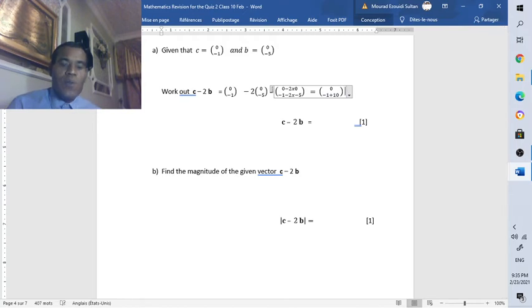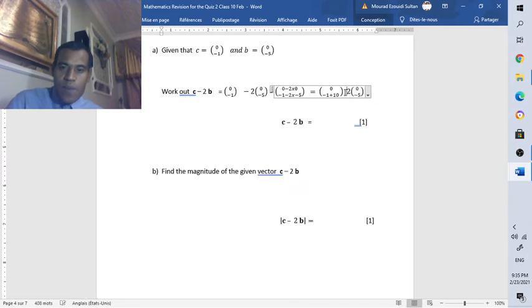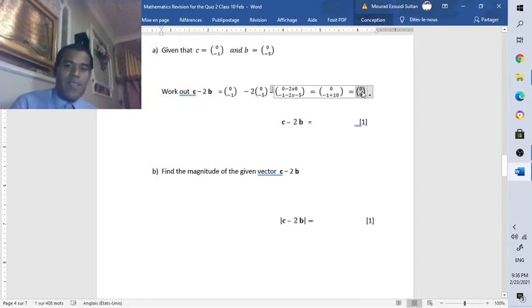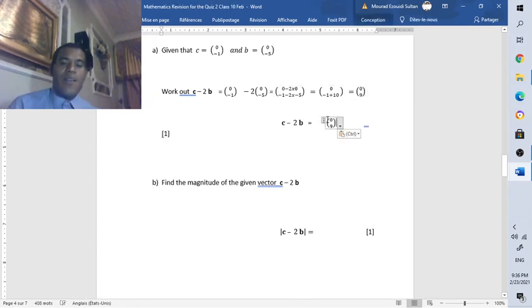It will be equal to, as we found, (0, 9). So this is the last answer. This column vector, my learners, after working it out, the answer is (0, 9).